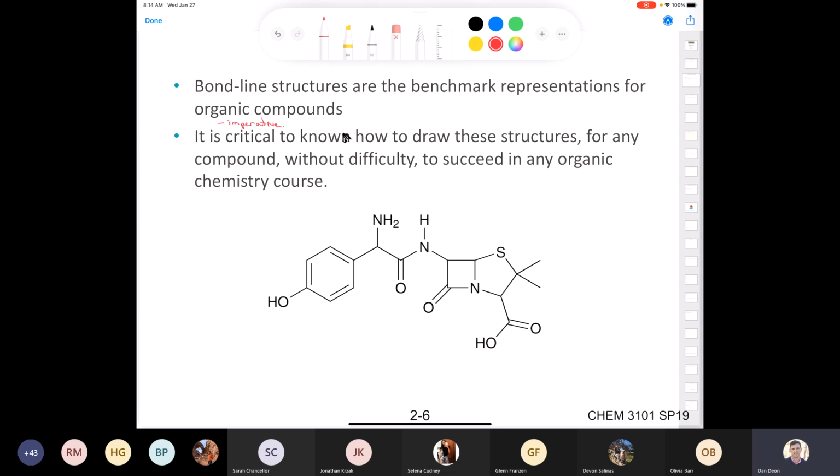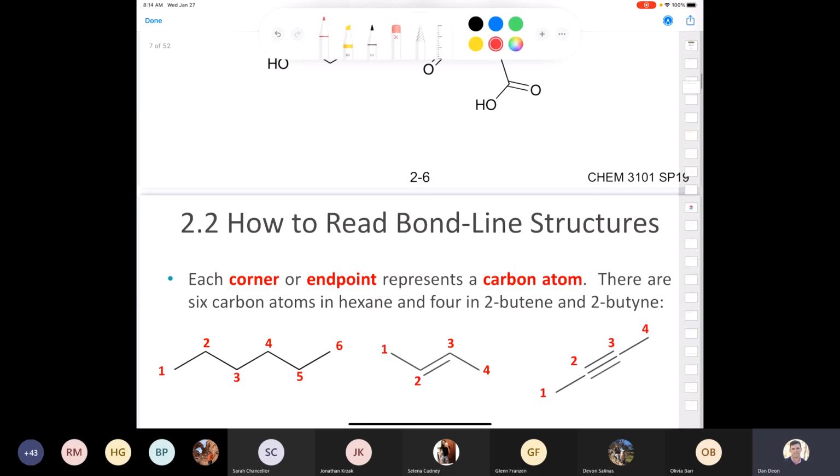You can't second guess yourself on a bond line structure in organic chemistry or you will be in a lot of trouble. Now, I'm not saying that to intimidate you, because many people have taken this class before you and many people will take it after. So everybody learns how to draw bond line structures. But let me show you how we read a bond line structure.